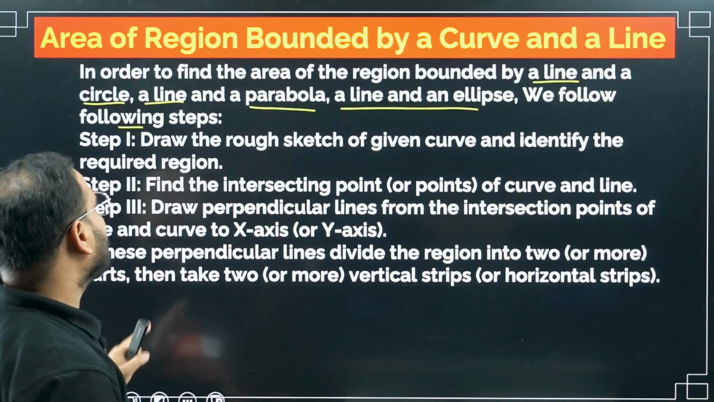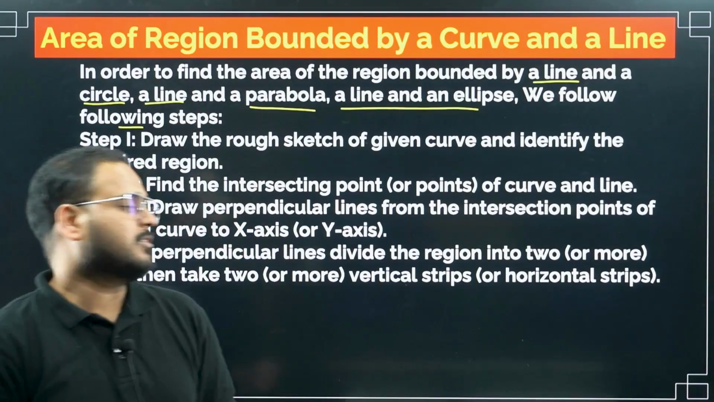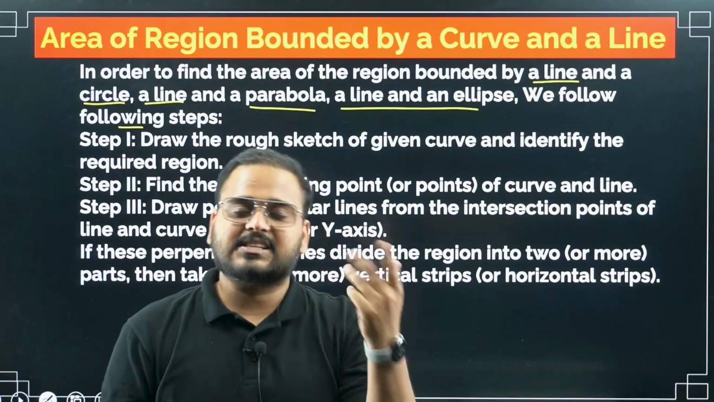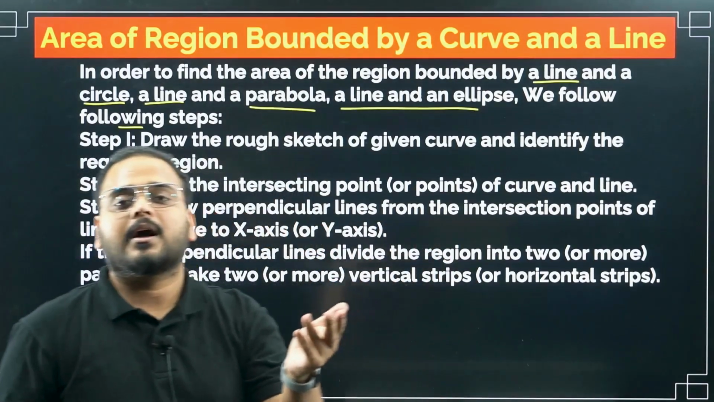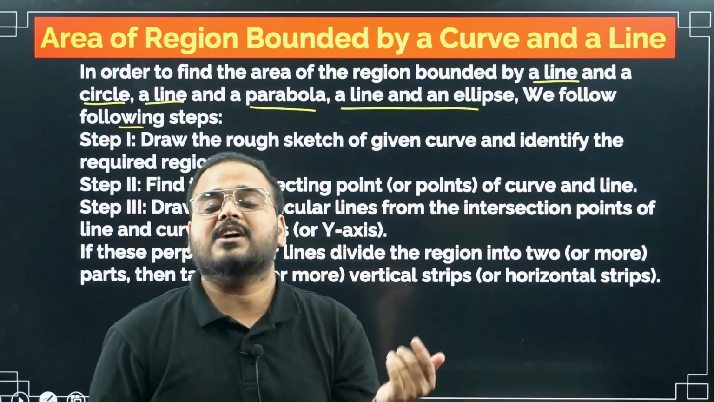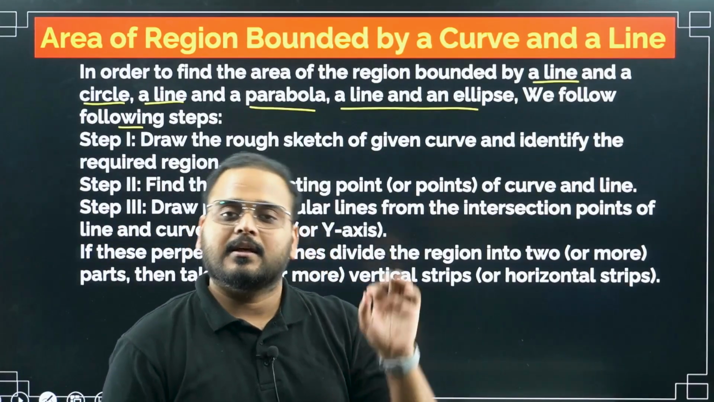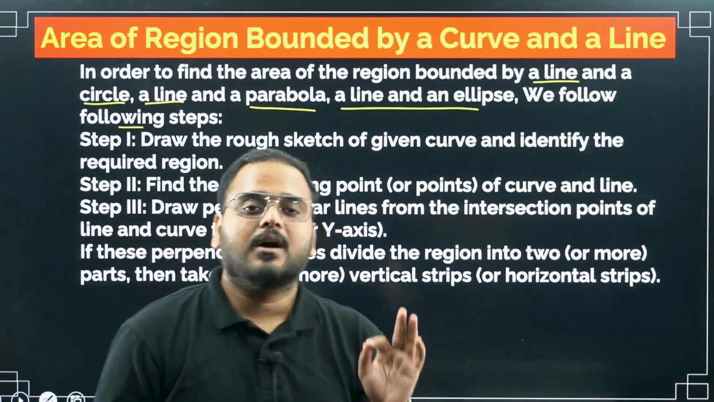Step 1, draw the rough sketch. This is very important. Sometimes just by looking at the question you miss some critical points. But if you draw the sketch, then the question becomes simpler and there's the least chance of making a mistake. If you have the sketch in your mind, the probability is that you'll not make any mistake in that particular answer or solution.